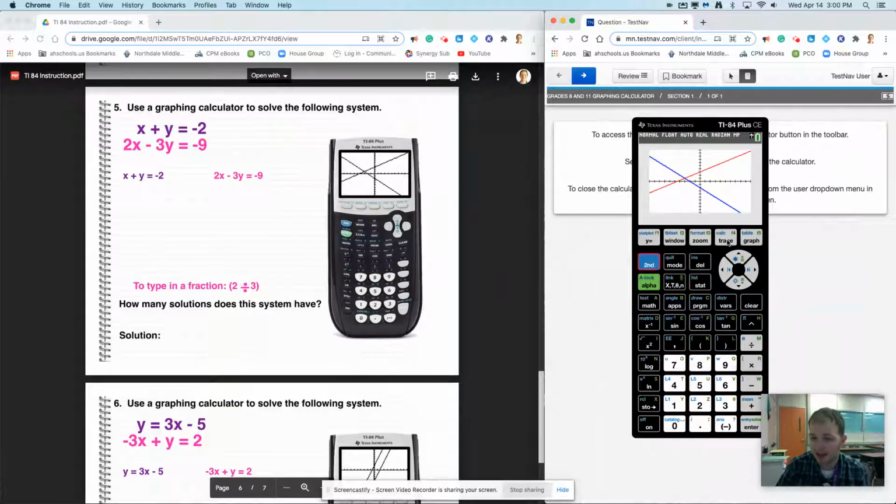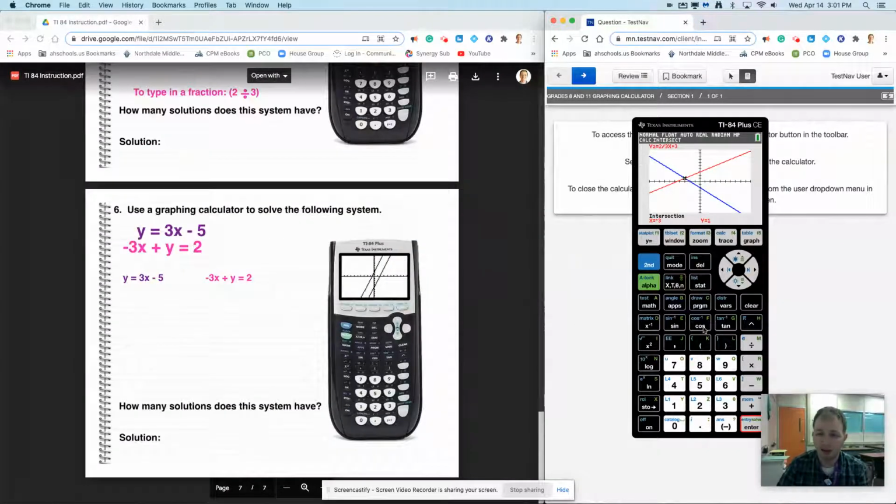And I can use that second calculate. I'm going to do the intersection, press enter 3 times, and find out my solution for this one should be at -3, +1. So it's got one solution, and it's at -3 and +1. It's right there on the graph.